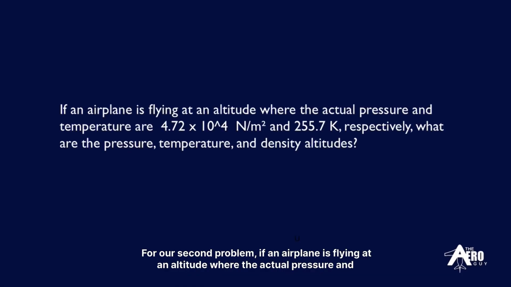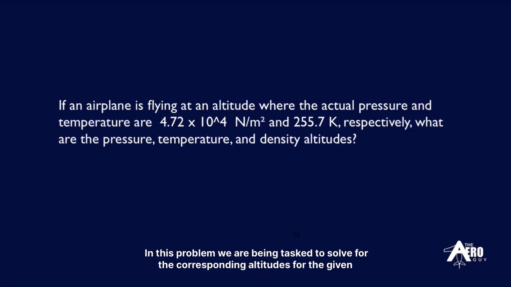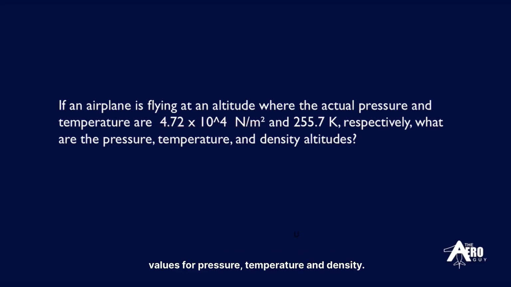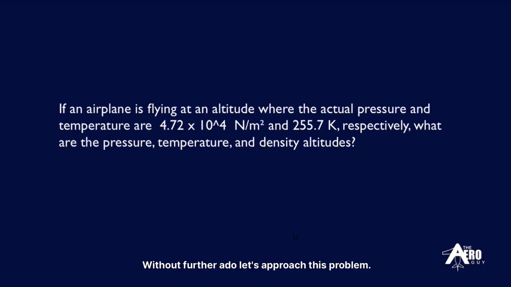For our second problem, if an airplane is flying at an altitude where the actual pressure and temperature are 4.72 times 10 raised to the power of 4 pascals and 255.7 Kelvin, respectively, what are the pressure, temperature, and density altitudes? In this problem, we are tasked to solve for the corresponding altitudes for the given values for pressure, temperature, as well as density. Density may not be given here, but it is solvable. Without further ado, let's approach this problem.